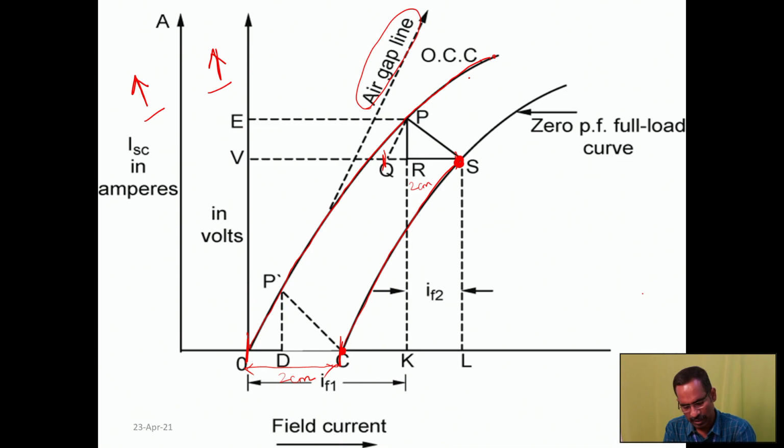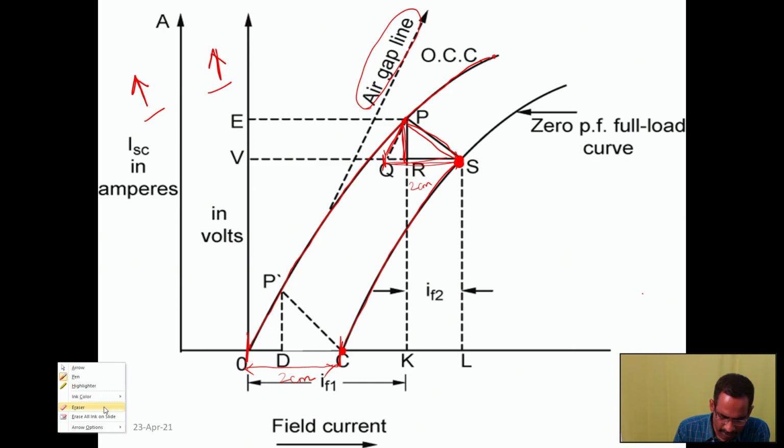I will just move the point from the tangent. It intersects my OC curve at some point. So I have drawn this line. Now I will join these 2 points P and S. I will be getting a triangle. From the P, I will be drawing a vertical line. So I will get a right angle triangle from this. So it is called the Portier triangle.